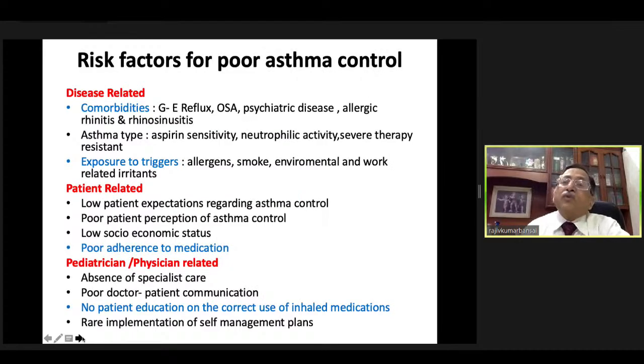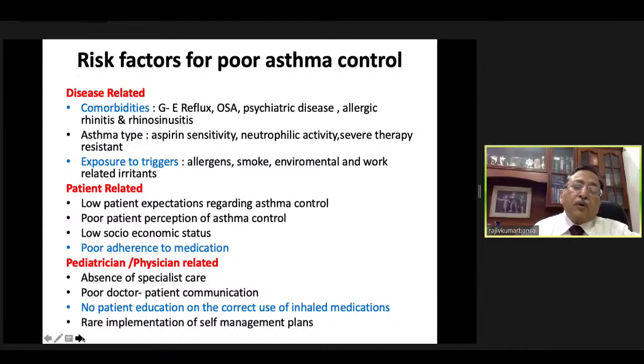So what are the risk factors for poor asthma control? Let's try and figure out threadbare what they are. They could be disease related, patient related, or pediatrician or physician related. So we can have a patient having comorbidities, which will be responsible for poor control, or having exposure to various triggers, or having poor adherence to medication. At the same time, the pediatrician or physician may not have educated the patient correctly on the use of inhaled medication, and there is poor doctor-patient communication. Now that's of paramount importance.